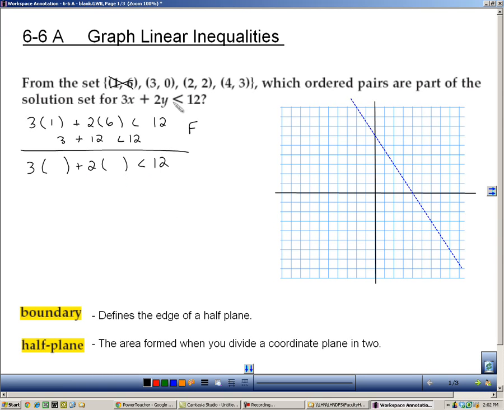Now we'll try the second ordered pair. 3 times x, x is 3. Y is 0, so this is 9 plus 0. Is that less than 12? And the answer is yes, that's true. So that's one of my solutions. I'll put it in blue.